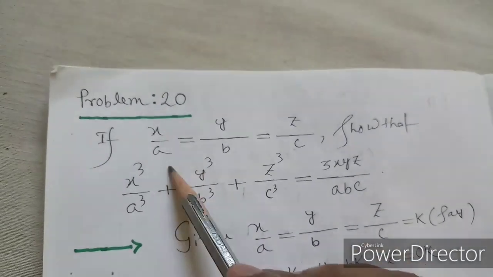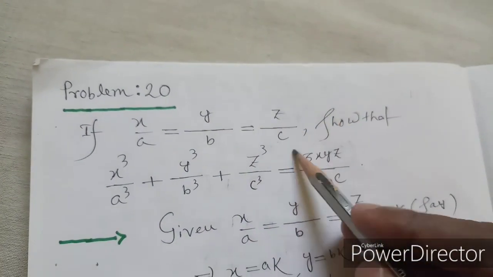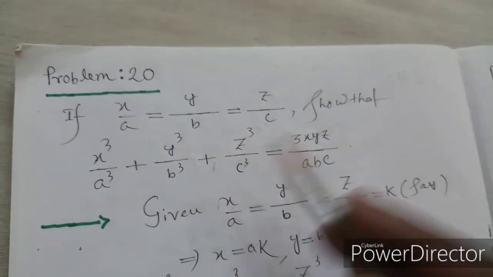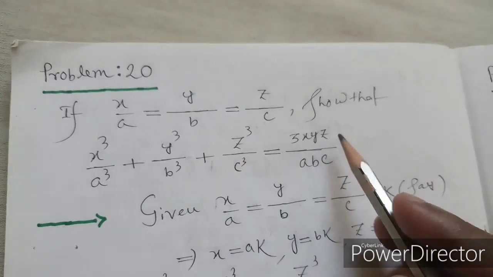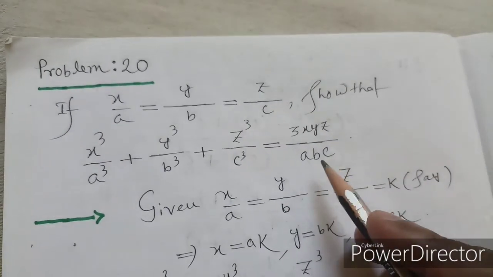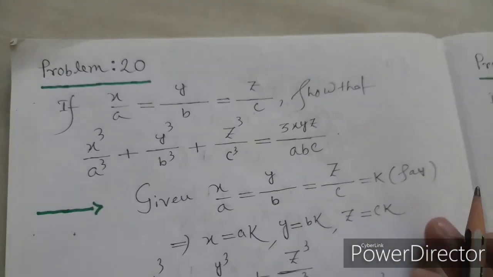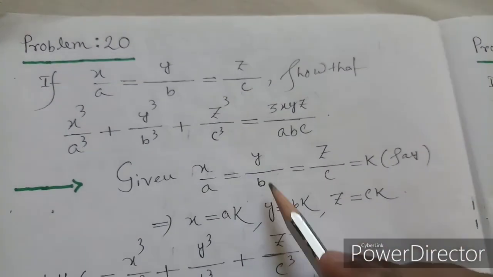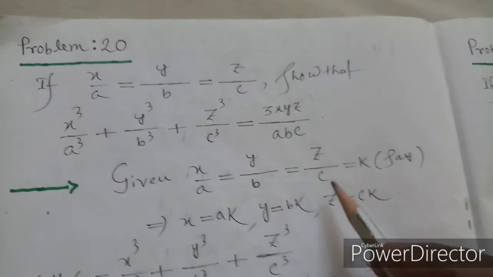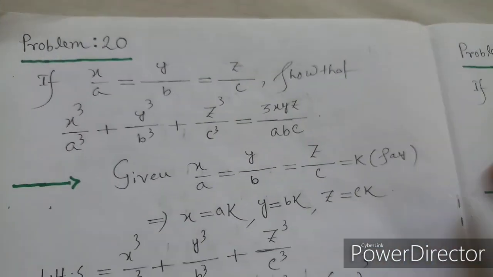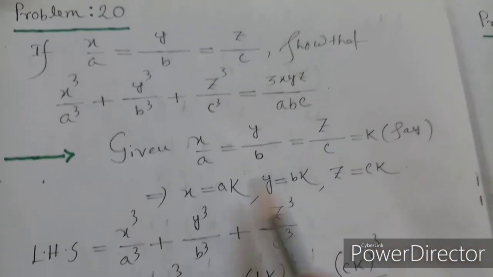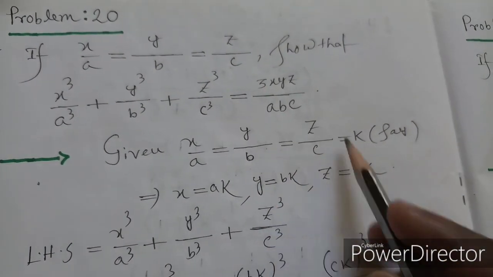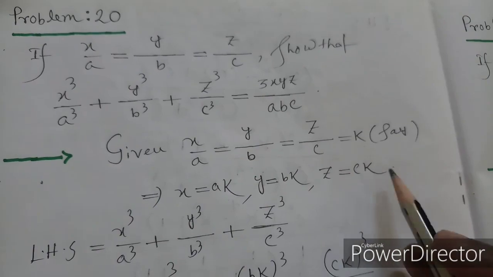So now problem number 20. If x by a equals y by b equals z by c, then show that x cube by a cube plus y cube by b cube plus z cube by c cube is equal to 3xyz by abc. How to show it? So now it is given that x by a equals y by b equals z by c equals k say. Then x by a equals k, so x equals ak. y by b equals k, so y equals bk. z by c equals k, so z equals ck.